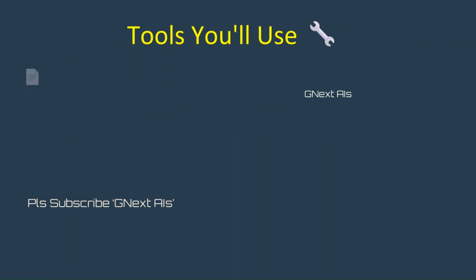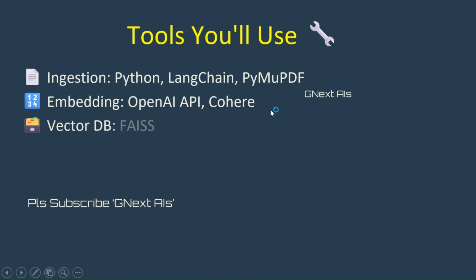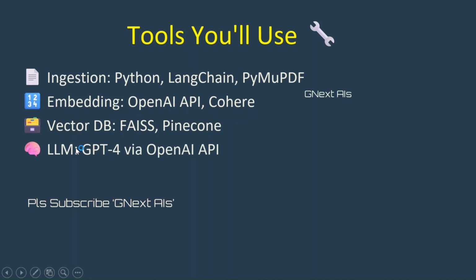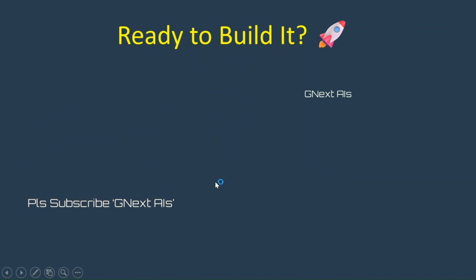So what are the tools you will use? Ingestion means the documents, audio, video, whatever we upload for our specific project or personal use, using Python, LangChain, and PyMuPDF, right? Then embedding: we need the OpenAI API, and Cohere can also be used. Then a vector DB: Pinecone has a free tier, and FAISS is also free. Then to extract and give us the proper answer, we'll use an LLM like GPT-4 via the OpenAI API. You can use other tools as well to make it interactive.